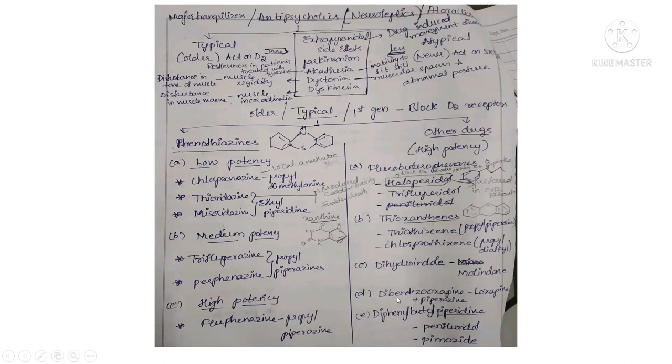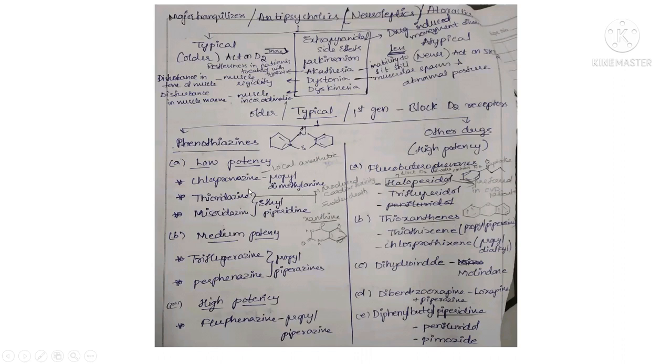Another class, dibenzoxazepine plus piperazine, which is loxapine. This loxapine drug consists of these two rings in its structure. And then diphenylbutylpiperidine, which includes penfluridol and pimozide. Just remember the drug and also the structures present in it. It is very much important.